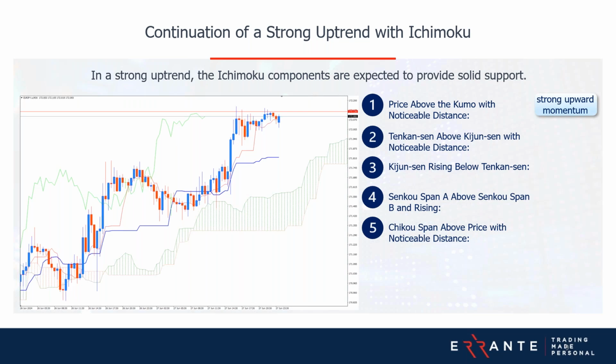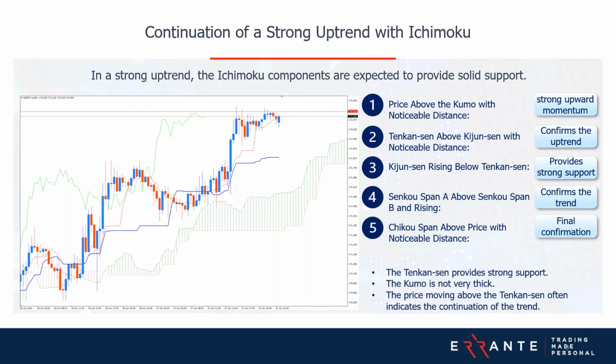So first we have the strong upward momentum, then we have Tenkan-sen above Kijun-sen, continuing above Kijun-sen, which confirms the uptrend. Kijun-sen rising below Tenkan-sen provides a strong support level for us to be more confident, and then a bullish Kumo confirms the trend, and we have the final confirmation from the Chikou span.